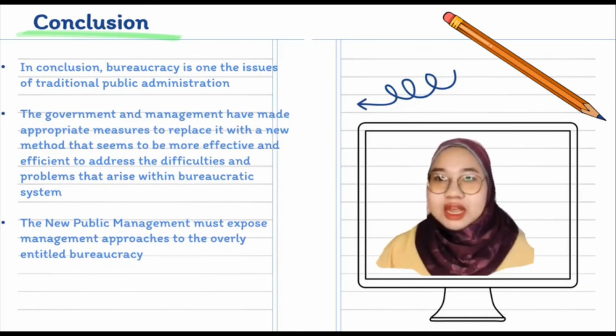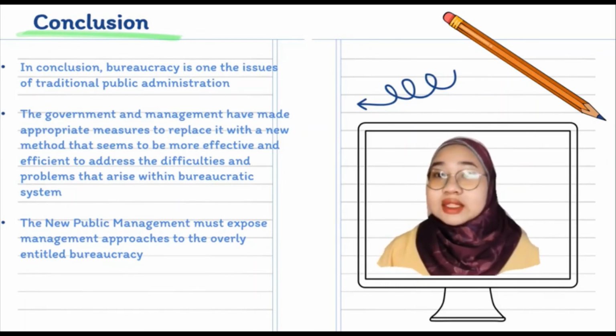Traditional public administration has a strong relationship between politics and administration. The new public management must expose management approach to the overly entitled bureaucracy.